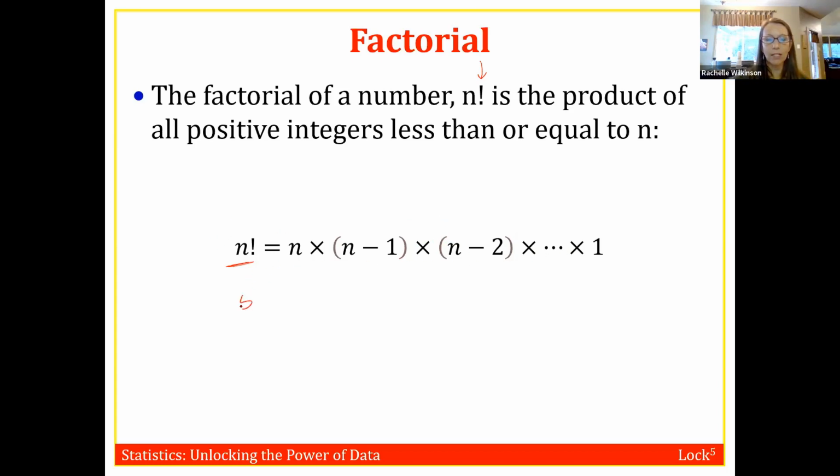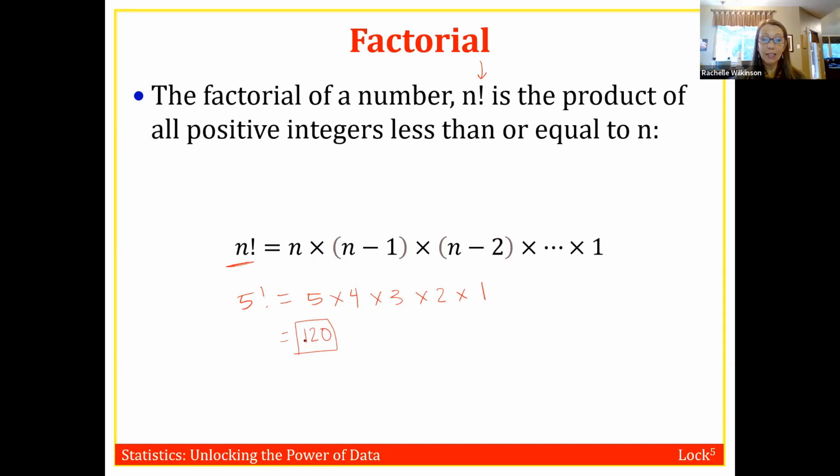So for example, if I wanted to do 5 factorial, then 5 factorial is 5 times 4 times 3 times 2 times 1. Okay, so I just start with the number and then I subtract one integer each time and multiply it until I get down to 1. So try multiplying this out on your calculator, 5 times 4 times 3 times 2 times 1, and tell me what you get. 120, perfect. Okay, so you should have all gotten 120 when you multiplied that out.